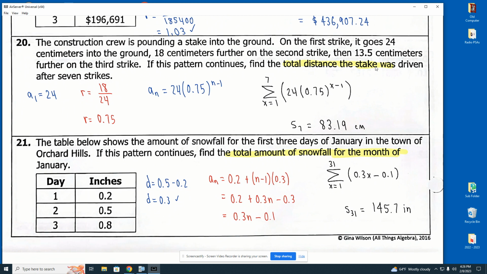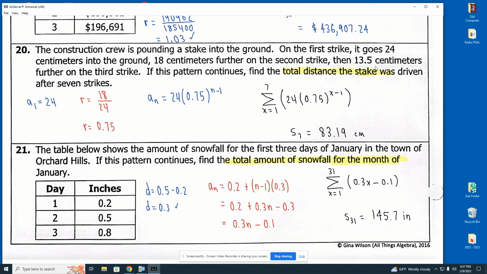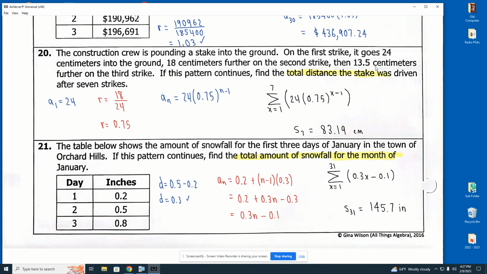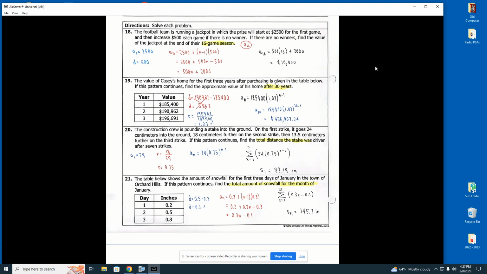Okay? And then as you can see, the one on the bottom, it was arithmetic. You can tell it's going up 0.3. So I wrote the equation there. And then look, it says the total amount of snowfall for the month. So you have to accumulate all of these up, and that equals 145.7. So that was last night's homework assignment. I hope that you did well on it. If you didn't, hopefully you get it now, because we are moving into the review.